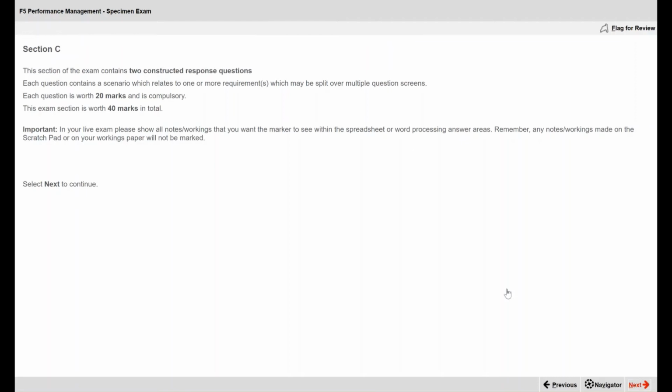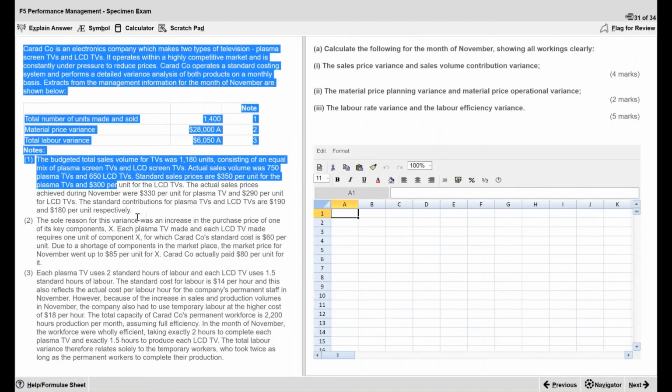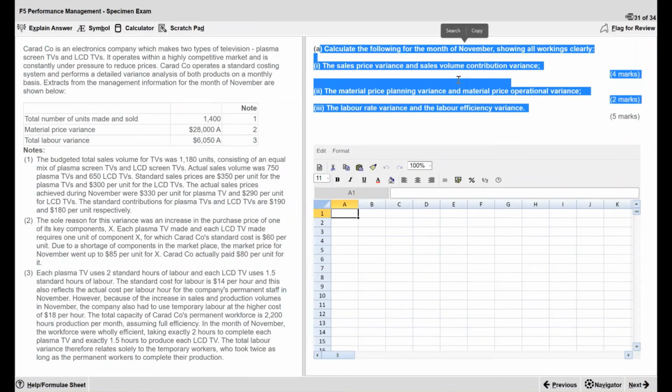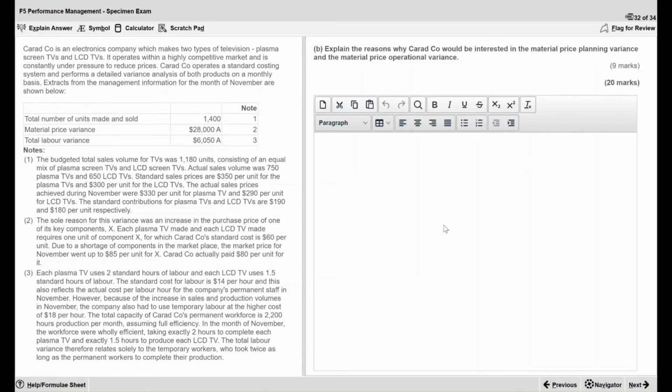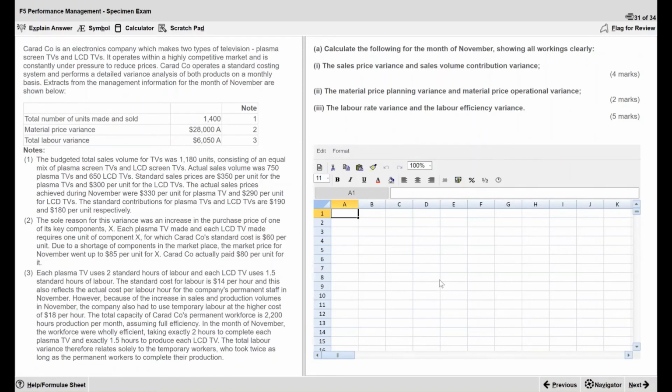Okay, let's see. So you'll be given a big question and then the requirement here on the left, and then sub requirements. If it is more numerical, you will be given a spreadsheet. If it is more theoretical, you will be given a word document. Like in this next requirement, we have more theoretical, so we have a word document. But like always, we will focus on one thing at a time.